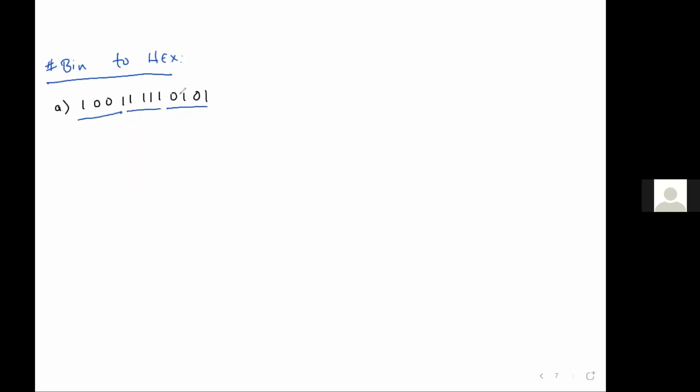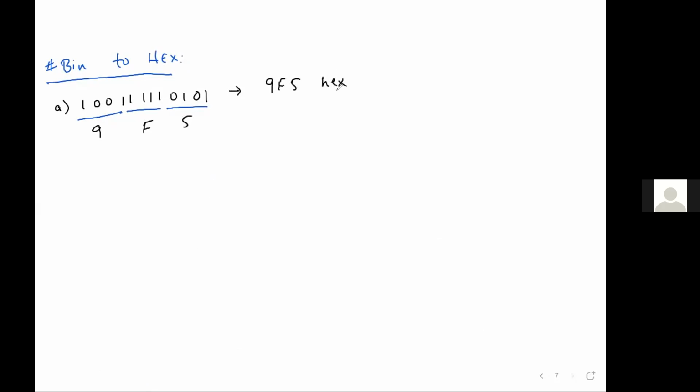So what is this? 0 1 0 1. What is this number? 5. What is this? F. Exactly, F. And what is 1 0 0 1? 9. So the equivalent hex is 9F5. All right. This is your number in hex.